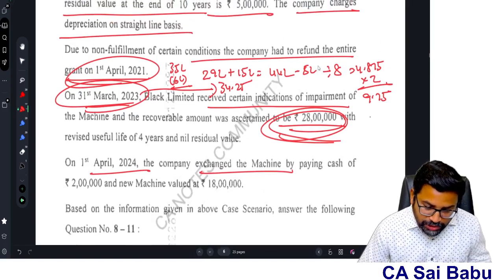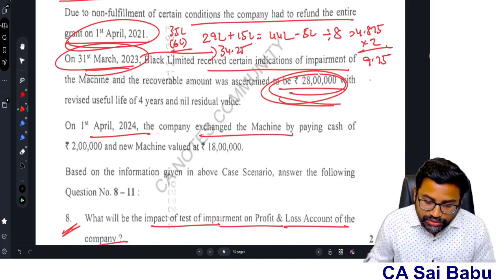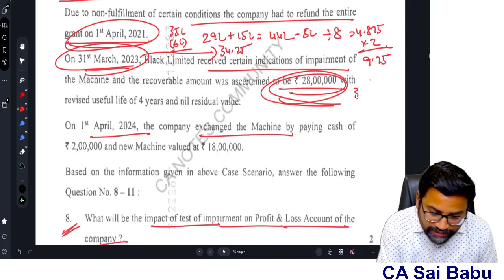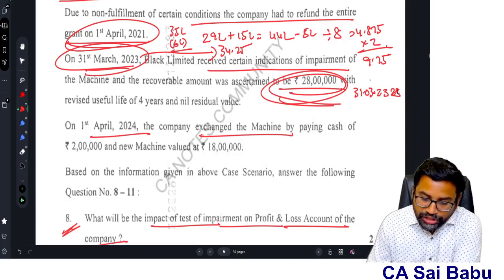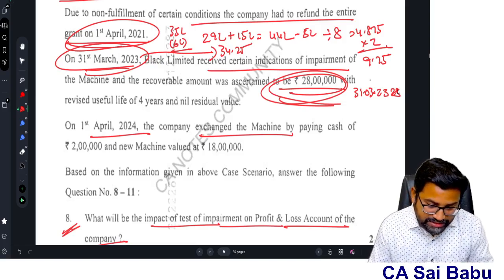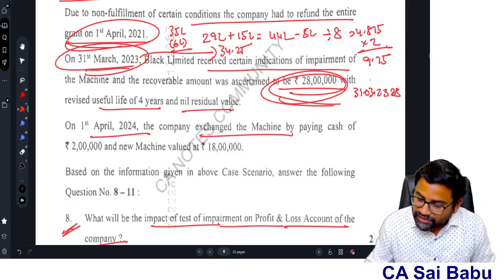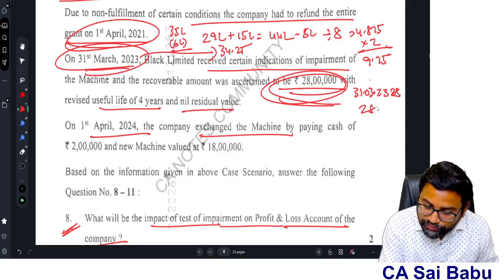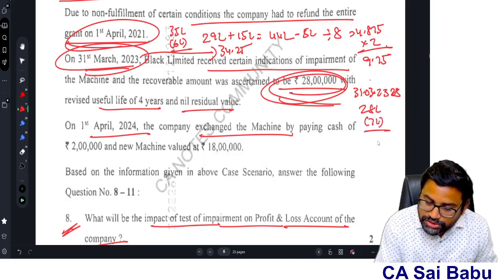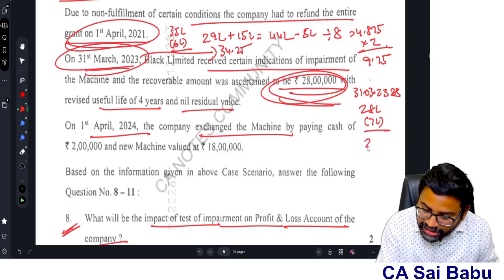So on 31st March 2023, the asset was revalued to its recoverable value. Therefore, on 31st March 2023, what is the value? 28 lakhs. So therefore, for 23-24, you need to provide depreciation on this 28 lakhs. And they said the revised useful life is 4 years with a nil residual value. So 28 divided by 4, therefore 7 lakhs is the depreciation. So from 28, if I reduce 7, it will be 21 lakhs.